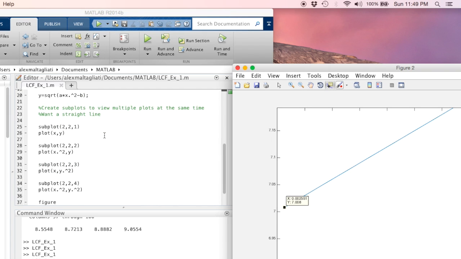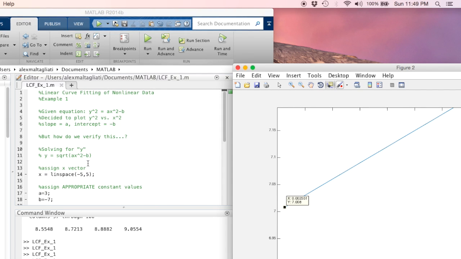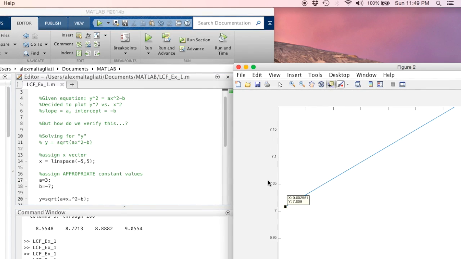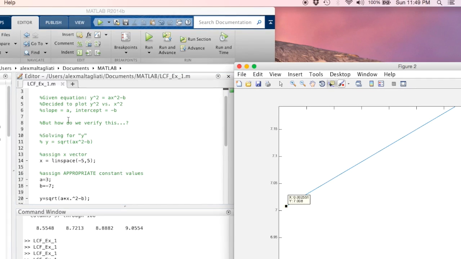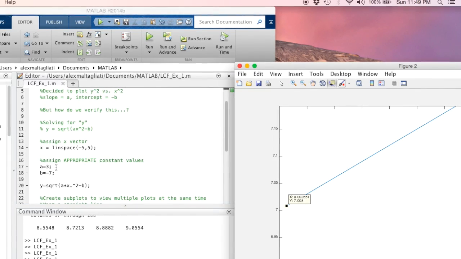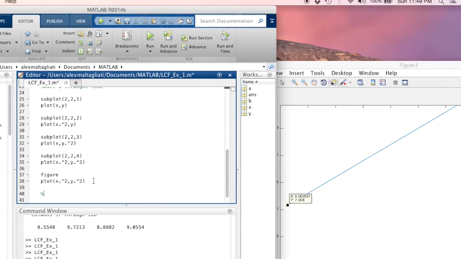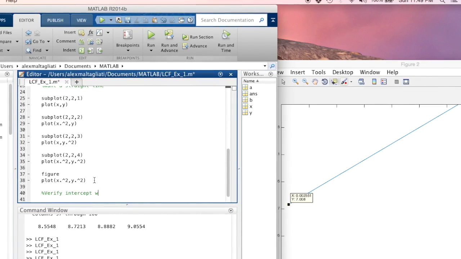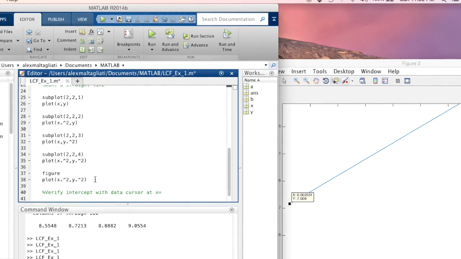What we predicted, we said that our slope would be a and our intercept would be negative b, and we assigned the b value of negative 7. So the negative of negative 7 is 7, which we got here. So that is correct. So now we just have to verify that the slope is equal to a, which we assigned the value of 3. So I'll put a note of what we just did. Verify intercept with data cursor at x equals 0.